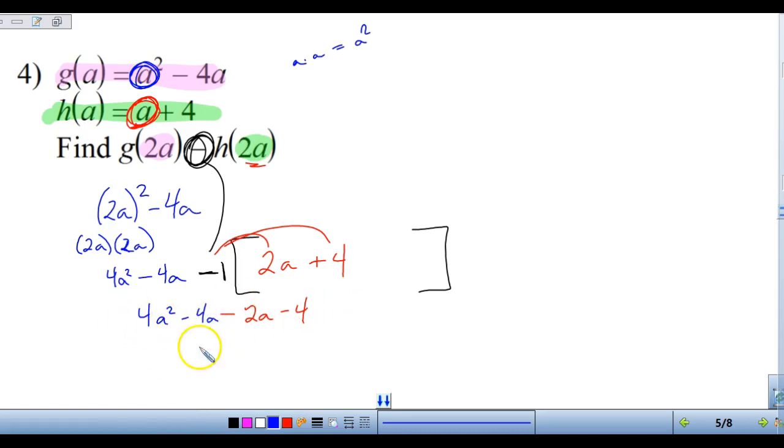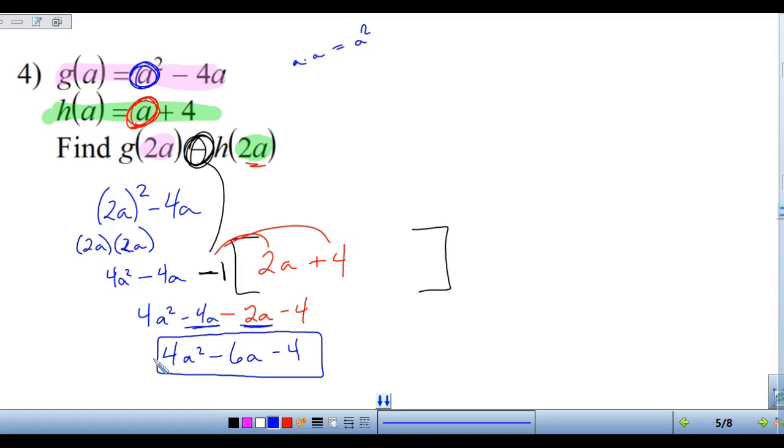Now, there's no other a squared, so that one stays by itself. And then the a's can go together. So -4a minus 2a give us -6a minus 4. So none of those are like terms, because like terms have to have the same variable with the same power. So that one is finished. Now, that's about as hard as it gets.